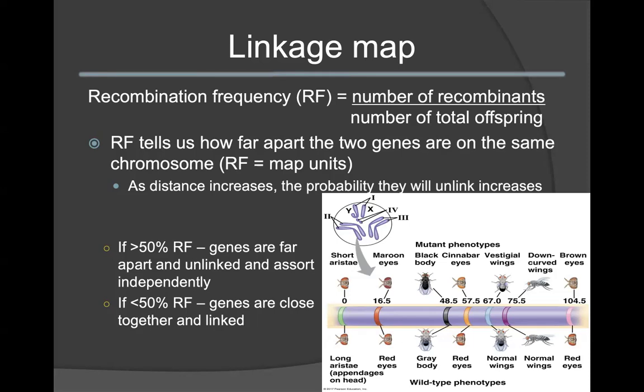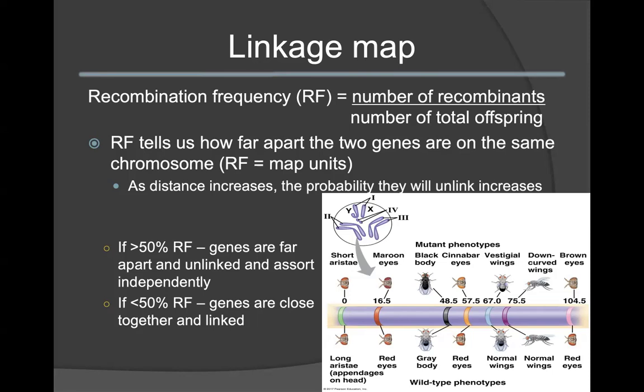Note that as the distance between two genes increases, the probability that they will unlink also increases. This is because the further apart these genes are on the same chromosome, the more likely they are to separate out when they have a crossover event. In general, if your RF value is greater than 50%, these genes are considered to be far apart, unlinked, and assort themselves independently. Thus, they would follow expected Mendelian ratios in your cross. However, if your RF value falls less than 50%, we would determine that these genes are close together and are in fact linked on the same chromosome.